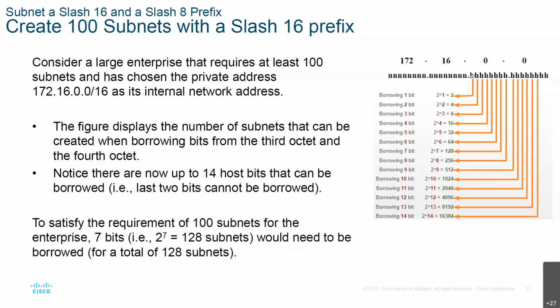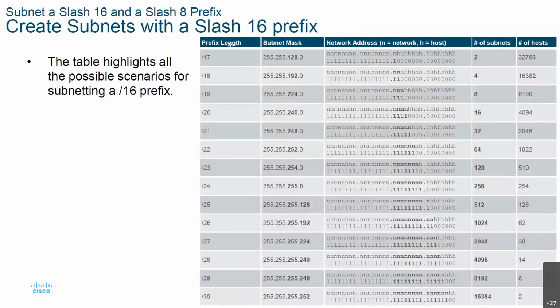If you borrow 2 bits from the host, that network will not be /16 anymore. It will be an /18 network. And how many subnets? Since you're borrowing 2 bits, 2 to the power of 2, that means 4 subnets. If you are taking the whole 8 bits from the host, that means 2 to the power of 8, that is 256 subnets, and that will be /24. So if you are making /16 into /24, that means you can create 256 subnets.